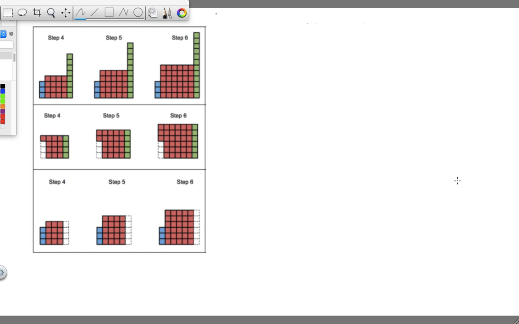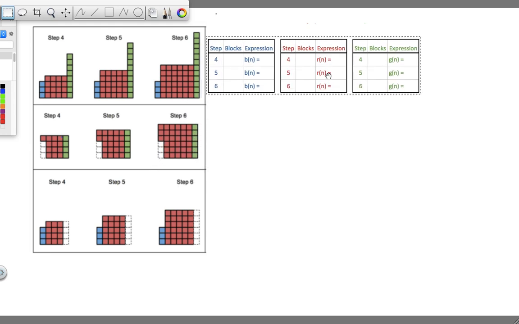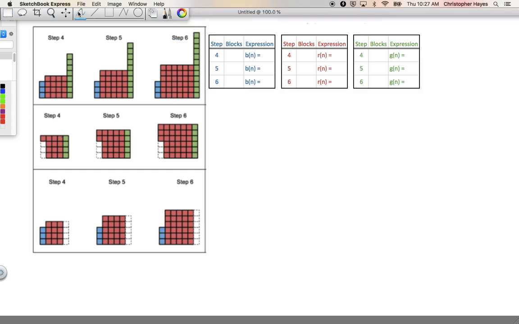Alright, so the first thing we need to do is determine if we can come up with expressions for each of the colors. So if I create this table right here that shows me for blue, red, and green how many different blocks there are, I need to go back to my expression and count.